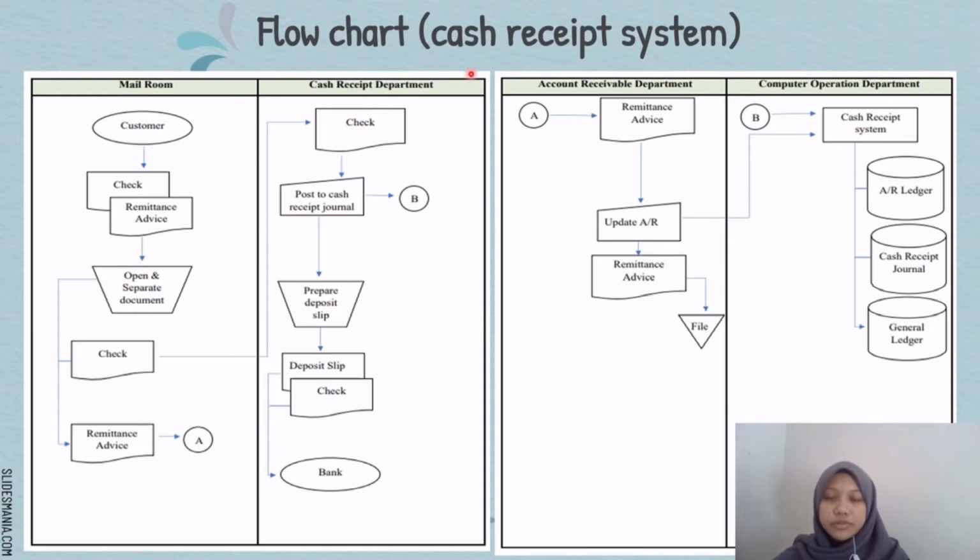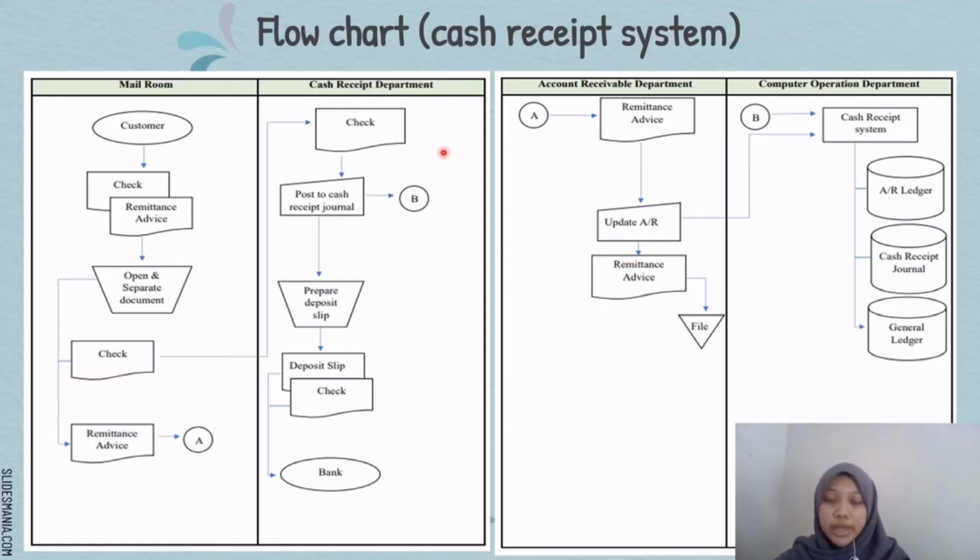Okay, last one is the flowchart of the cash receipt system. When the customer makes a payment, the clerk will open and separate the document and send the check to the cash receipt department, and the remittance advice will be sent to the AR department. In this department, the clerk will access the customer account in the digital AR from his terminal and update the account. And then the clerk will file the remittance advice in this department.